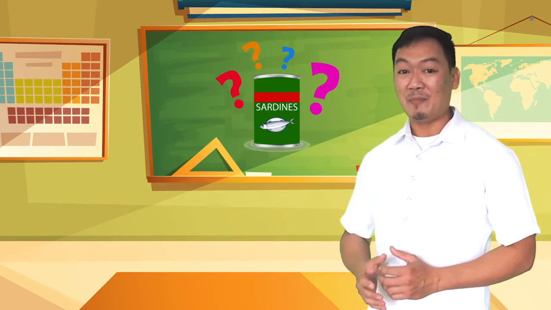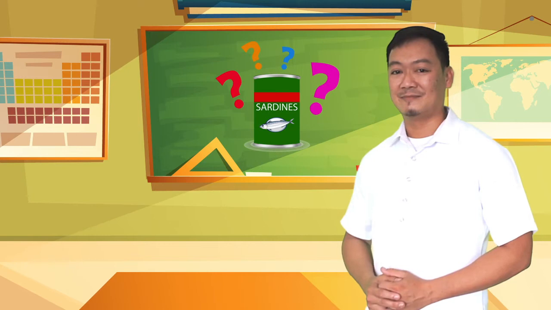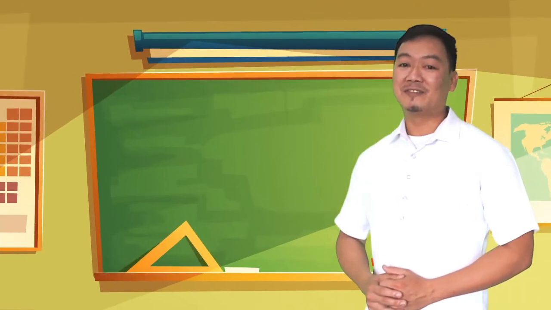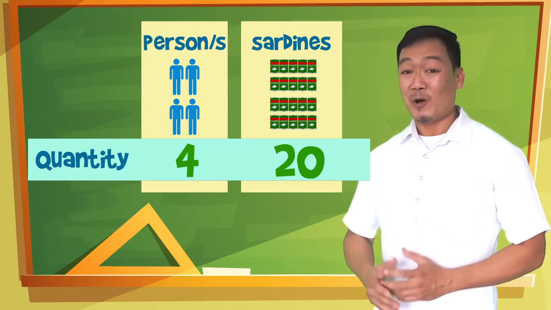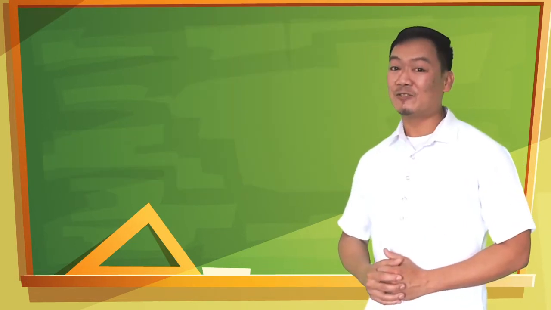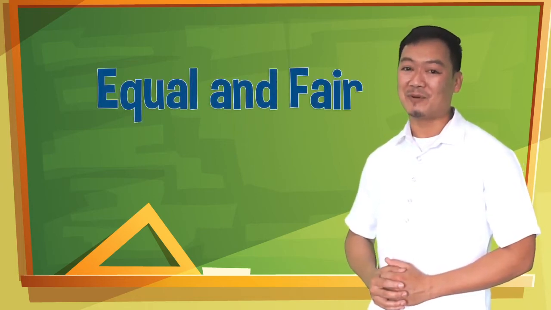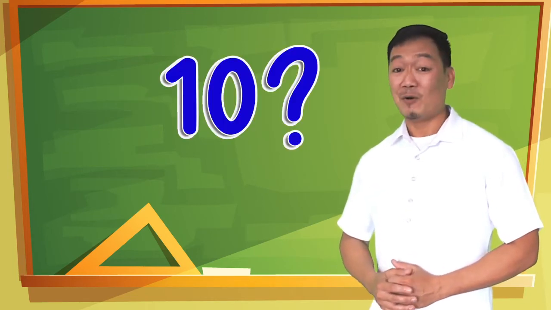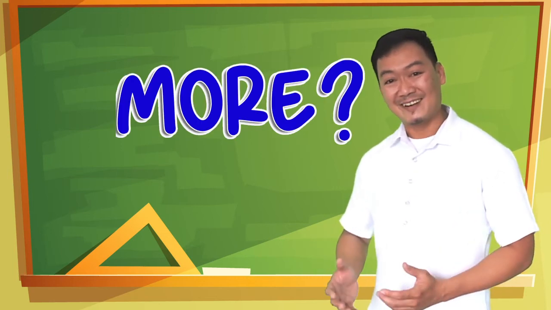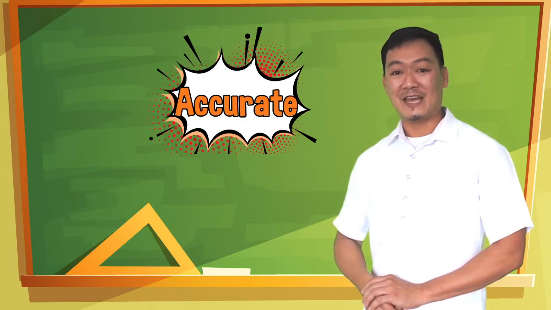What if in the family there are 4 members? How many cans of sardines will the family receive? That's right. The family will receive 20 cans of sardines. Easy, right? All we have to do now is to make sure that each family will receive equal or fair share based on the number of members in the family. Like what if the family has 10 members? Or 12? Or more? Math always has ways to make things easy, accurate, and fast.